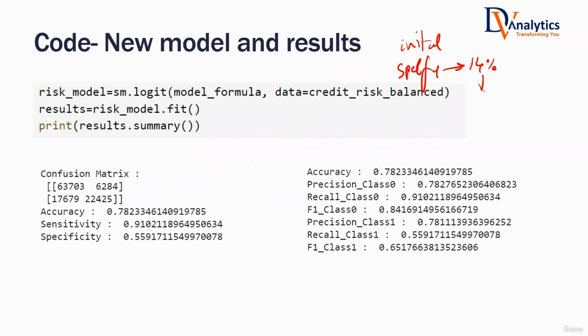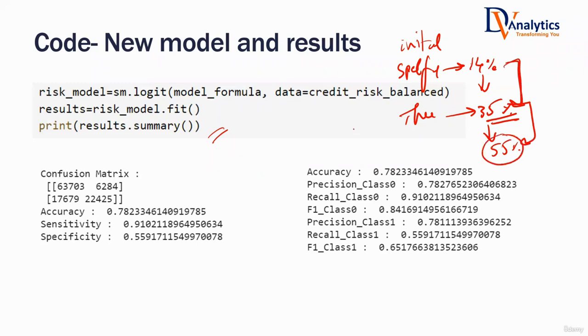Then we changed the threshold. Somehow we moved it from 14 to 35. But we are not really satisfied with 35, but somewhat this is better. Now by using oversampling and undersampling, you are pushing it further. How much is the specificity for this model after oversampling, undersampling? 55%. Check that out. From 14 to 35 to 55. We're trying different methodologies so that we can improve this.